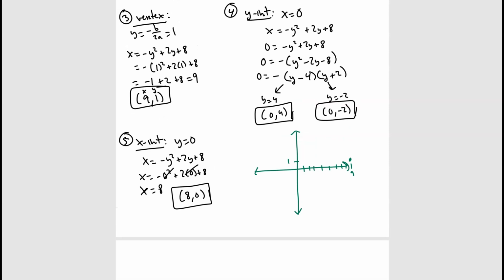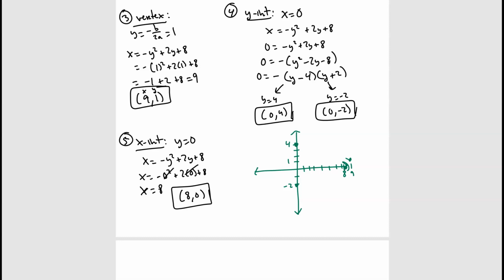My y-intercepts are going to be at 0, 4. So 0, 1, 2, 3, 4. So here's one of them, and then 0, -2. Here's the other one. My x-intercept is going to be at 8, 0. So at 8, 1, 2, 3, 4, 5, 6, 7, 8, 0. So it's going to cross through there.